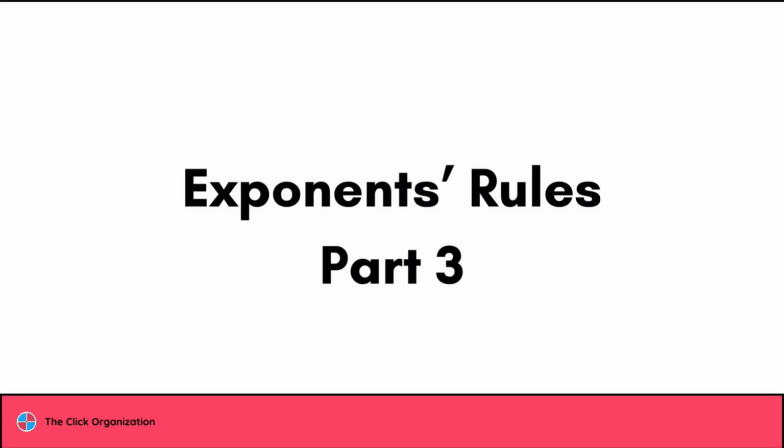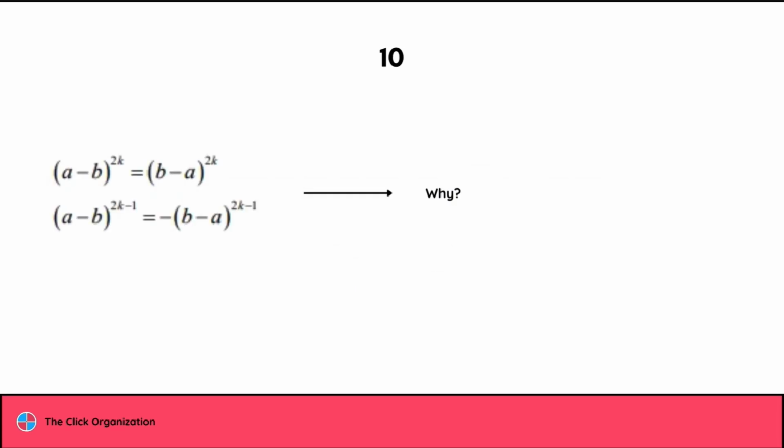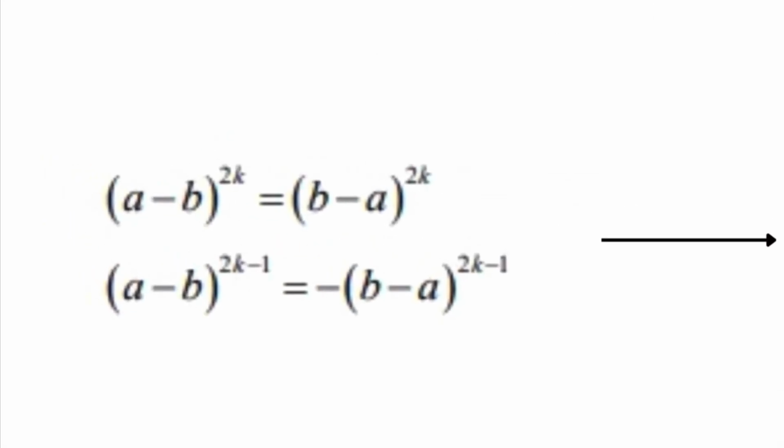Welcome to the click. Let's discuss exponents rules. Again, this is part 3. Starting with the 10th rule, we have this formula: (a minus b) all to the power of 2k.